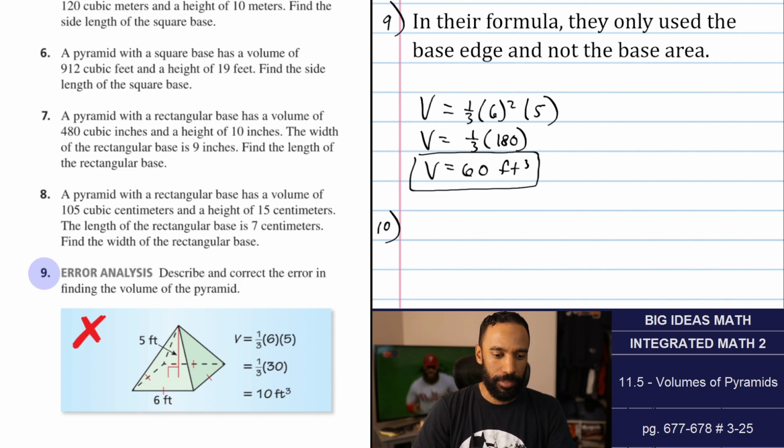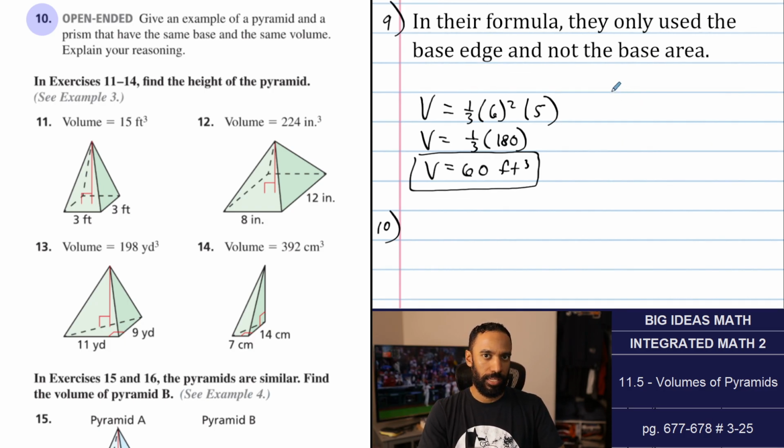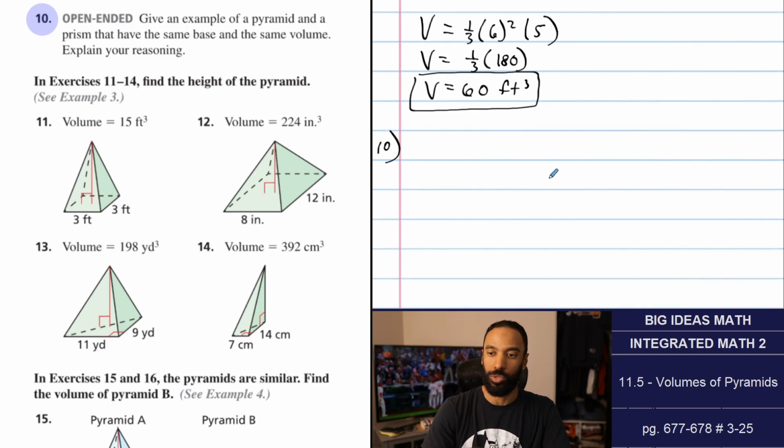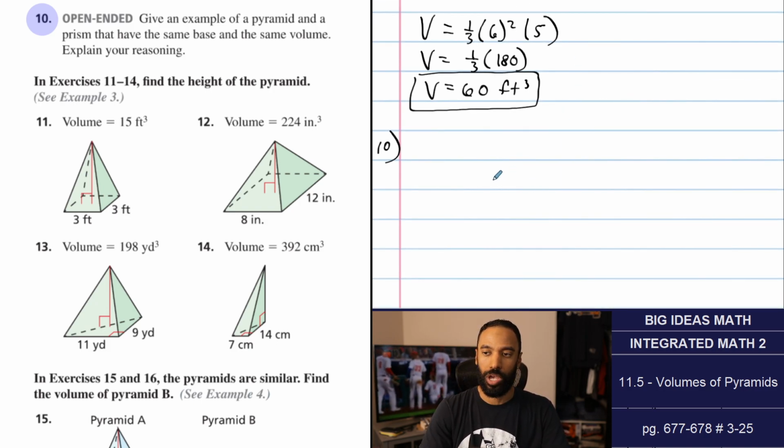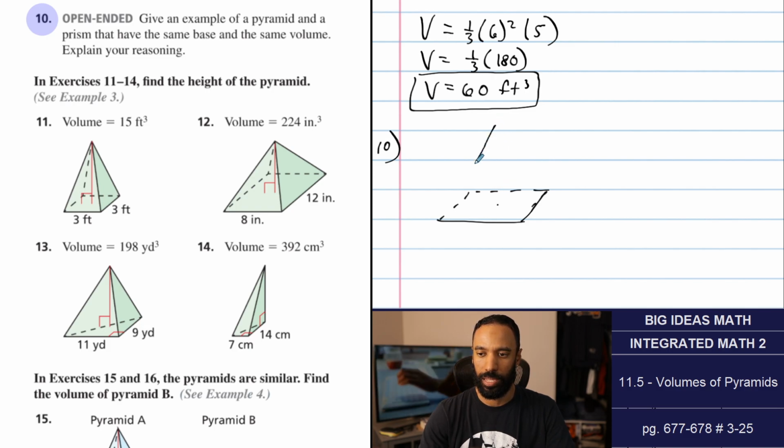Okay, in number 10, open-ended, give an example of a pyramid and a prism that have the same base and the same volume. Explain your reasoning. So what we'll need is, they didn't mention height. What we get to do is vary our heights. So say we had the same base. I'll do square bases for these things here. I'll make this one the pyramid.